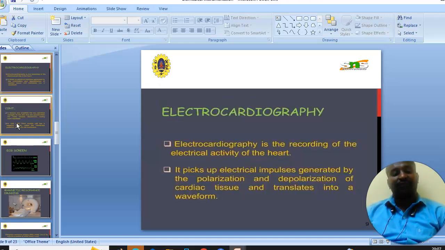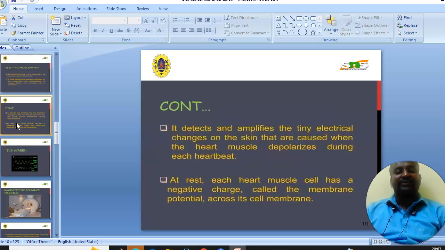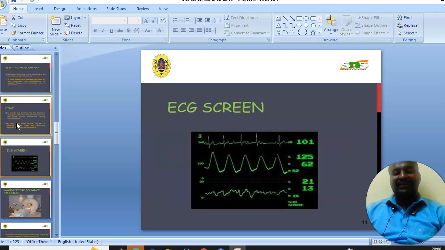Next is electrocardiography. Electrocardiography is a recording of the electrical activity of the heart. It picks up electrical impulses generated by the polarization and depolarization of the cardiac tissue and translates them into a waveform. It detects and amplifies tiny electrical changes on the skin that are caused when the heart muscle depolarizes during each heartbeat. At rest, each heart muscle cell has a negative charge called the membrane potential across its cell membrane. The corresponding ECG obtained from a human was shown.